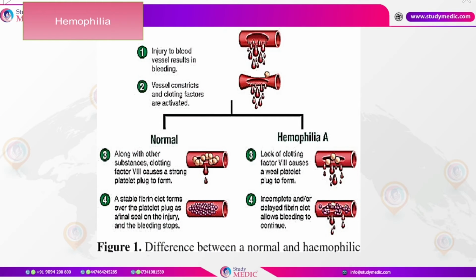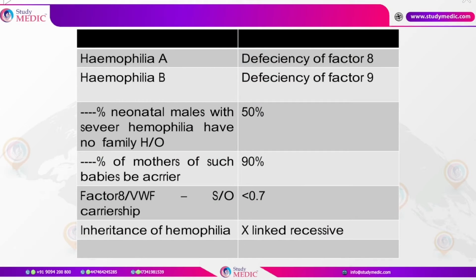A very important genetically linked condition is called hemophilia. Hemophilia is a very important guideline that one should read in detail. Hemophilia A is because of deficiency of factor 8. Hemophilia B is because of deficiency of factor 9.